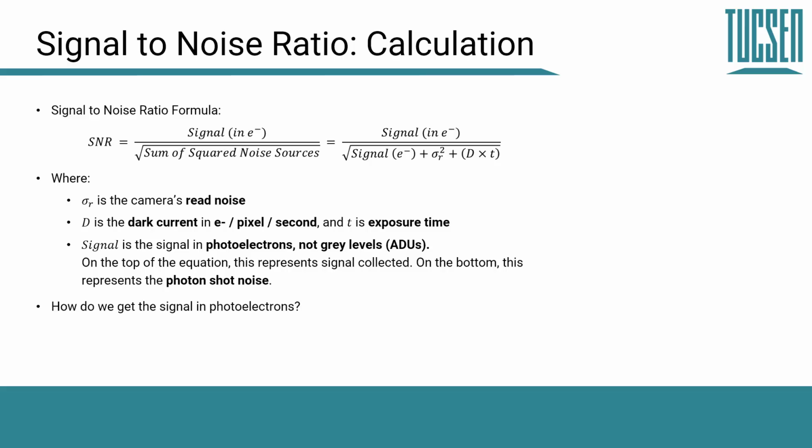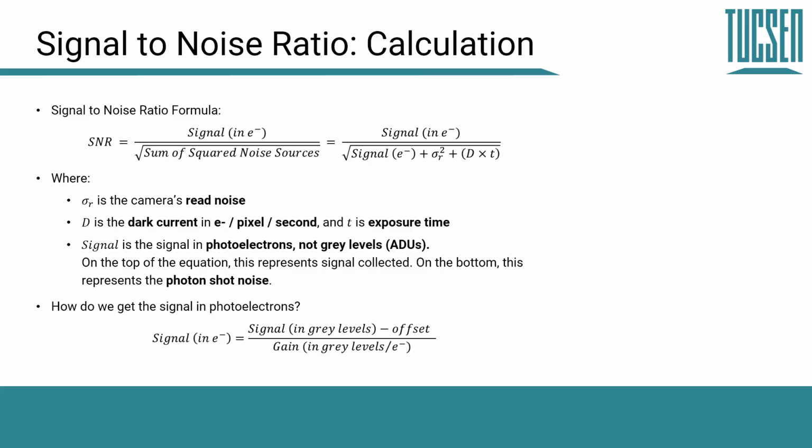As a quick reminder, how do we get the signal in photoelectrons? Well, once we know the gain and the offset, our signal in electrons is given by our signal in grey levels. That was 644 on the previous slide. Subtracting our offset value, for example 100 if it is that for your camera, divided by the gain of your camera in the given setting that you're using in grey levels per electron. So with that, you'll get a number out the other end which represents your signal to noise ratio.